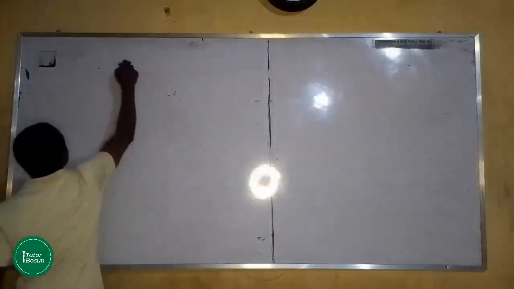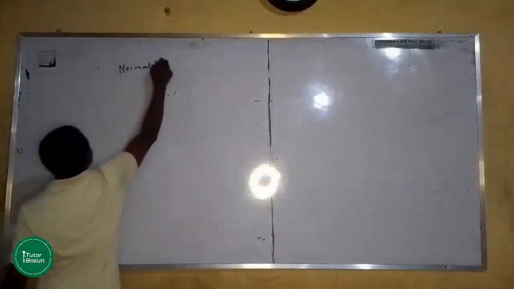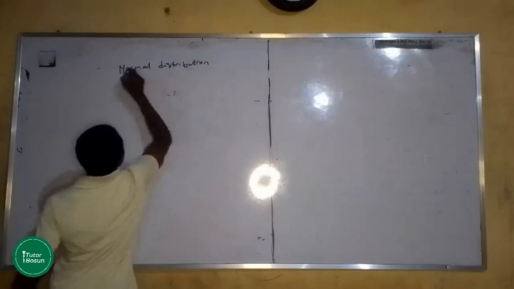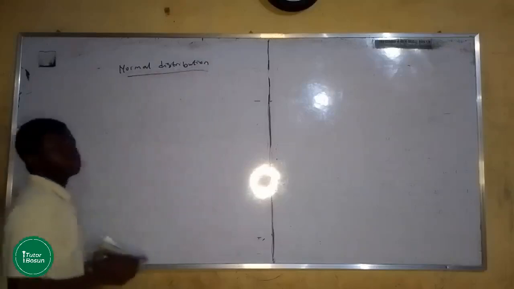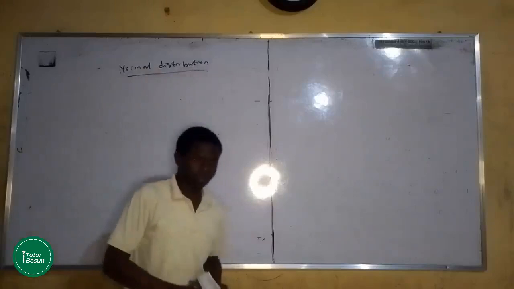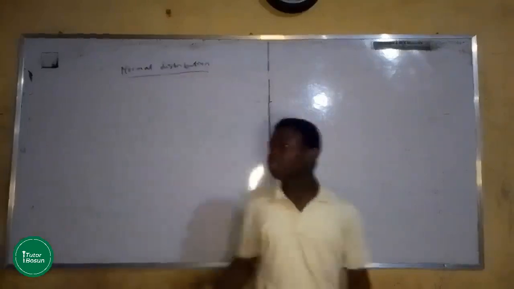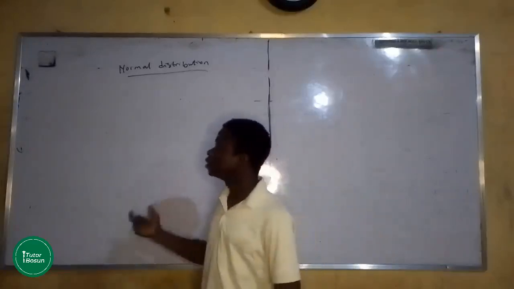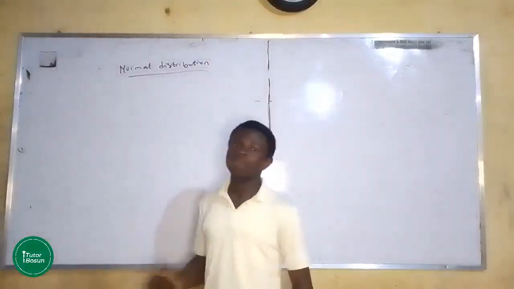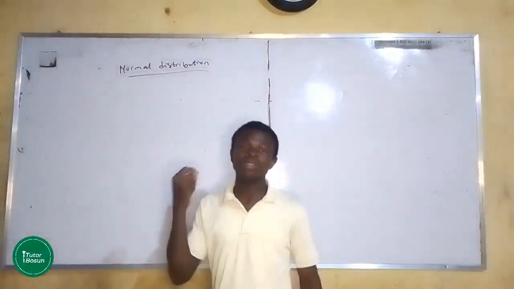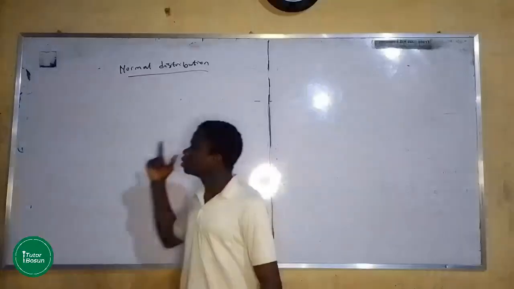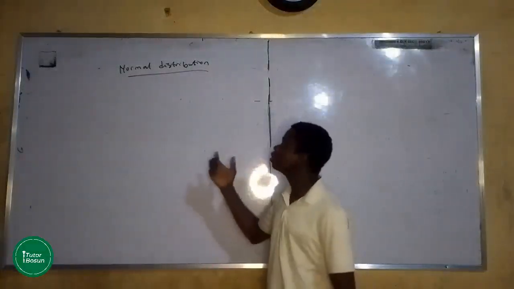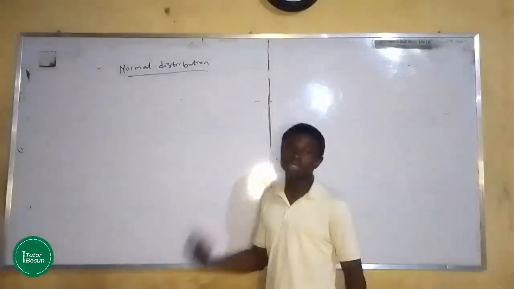Normal distribution. So, normal distribution is also a special type of probability distribution which follows the normal statistical table. The normal statistical table is the one guiding the normal distribution.